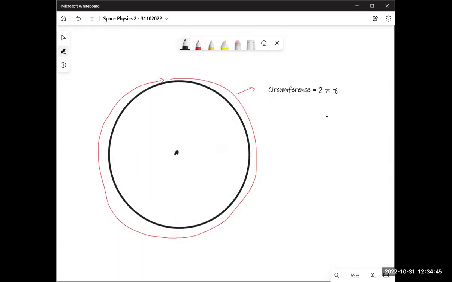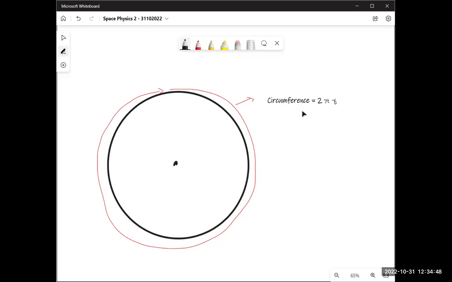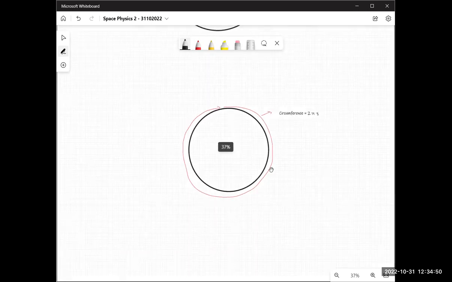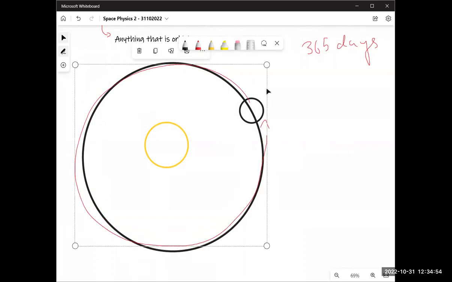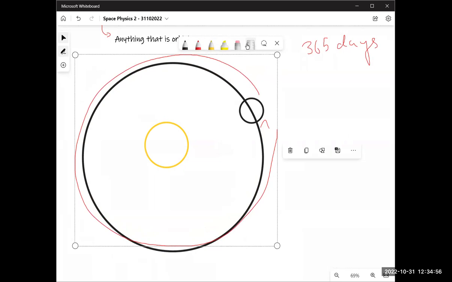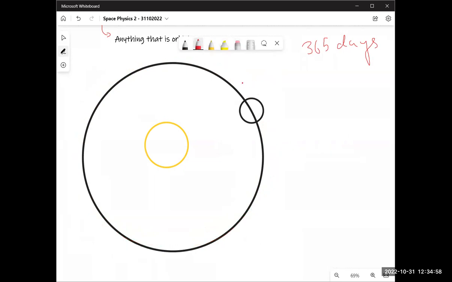That's perfect. Now we know that. So I can say that this whole distance around the sun is going to be 2 pi r because it's a circle. From here all the way to here, that is going to be 2 pi r.